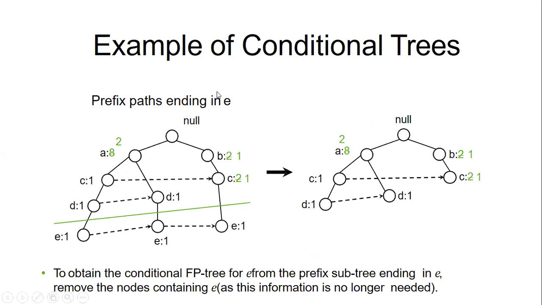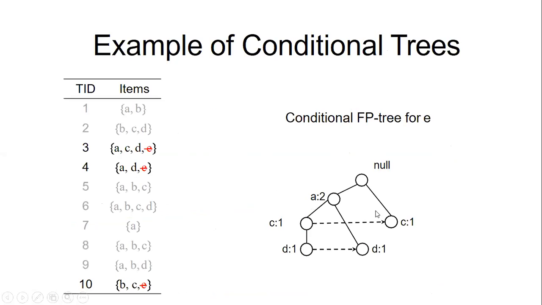So the same thing I told you, I've shown here. The prefix paths ending in E are this one. Then we are cutting off the E part. Why? To construct the conditional FP tree. In the conditional FP tree, A was 8 but it has become 2, because we are concentrating only on the paths containing E. B was 2 but it is taken as 1. C is 1. So why am I not considering B? Can you guess why B is not considered? Here, this is the conditional FP tree for E, but B is not considered.